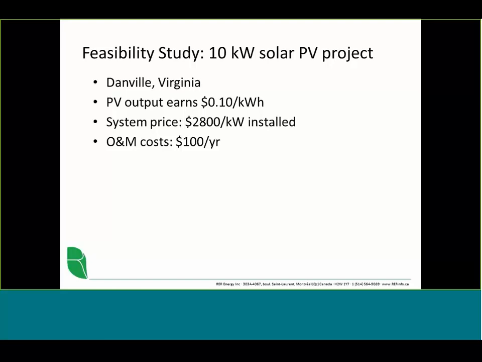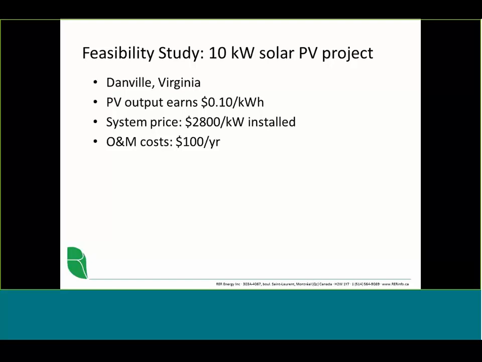So the first demonstration I'd like to do is a feasibility study of a 10 kilowatt solar PV project. And we're going to imagine this project is located in Danville, Virginia. John tells me that the PV output might be able to earn, say, 10 cents a kilowatt hour if this farm had a net metering arrangement and was consuming a fair bit of electricity.